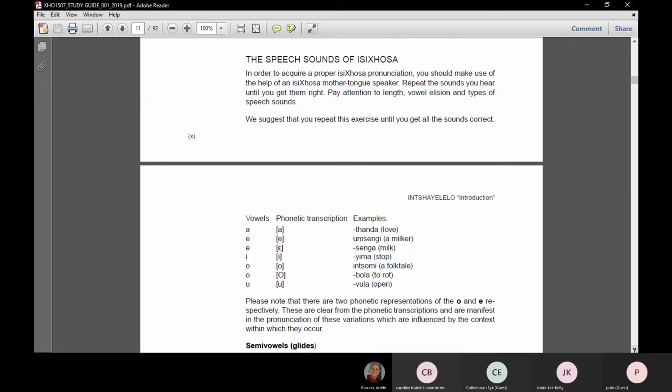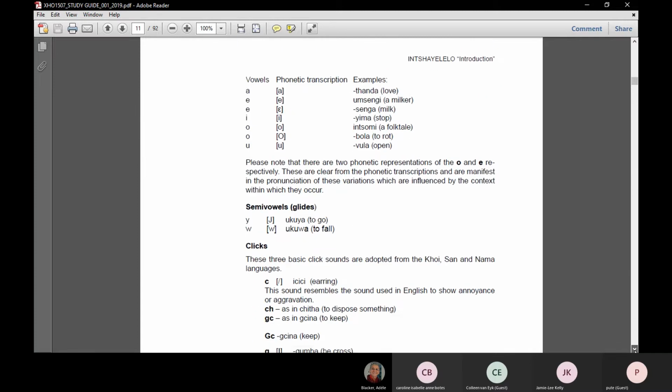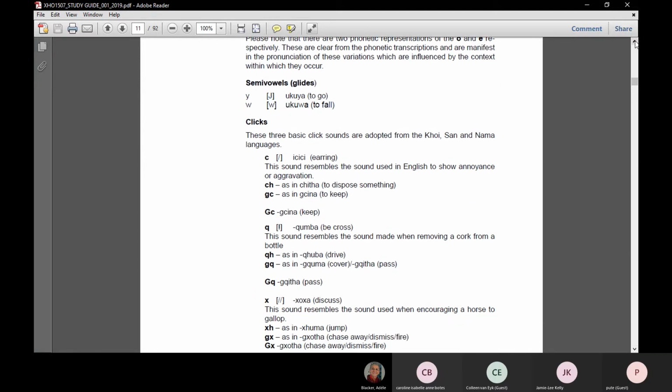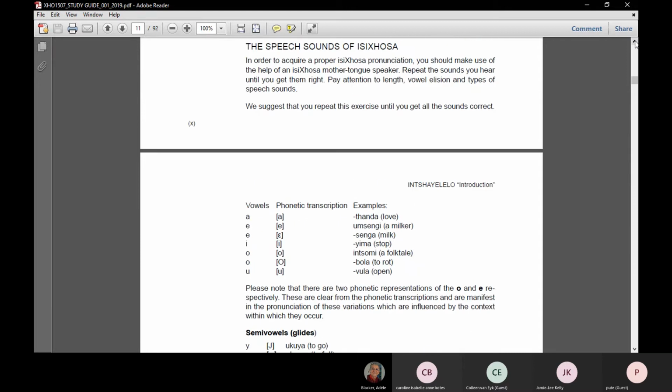So we will skip the speech sounds of isiXhosa. That's for you to read on your own. Okay. Just about the clicks. How many clicks do we have in isiXhosa?